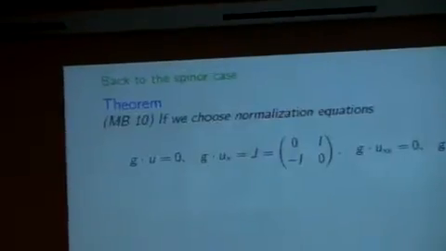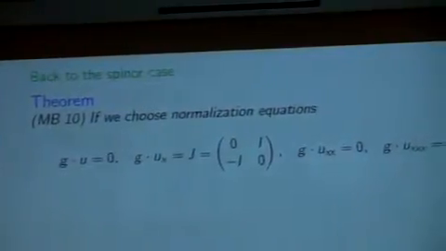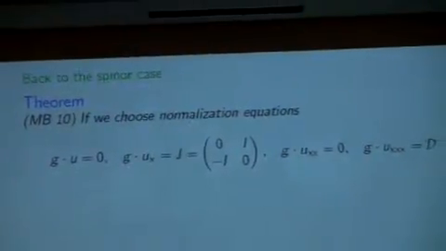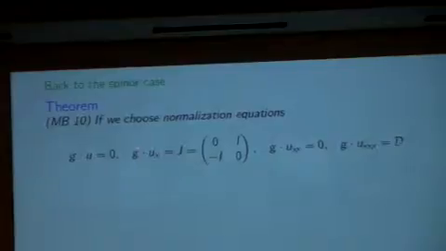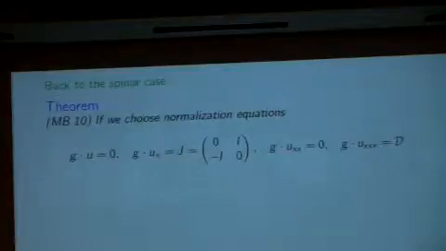All right, so let's go back to the spinor case and see what a Serret-Frenet equation looks like there. Okay, so I'm going to choose these normalizations. I'm going to take u to 0, then ux I'm going to take to the symplectic matrix. These are skew-symmetric matrices, remember? So I take it to the symplectic matrix. I'm taking uxx to 0.